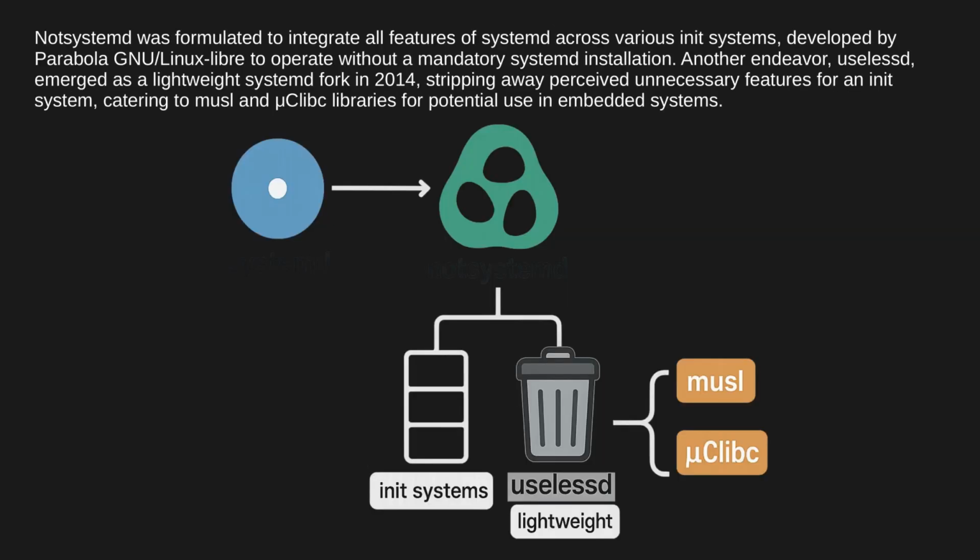Not-systemd was formulated to integrate all features of Systemd across various init systems, developed by Parabola GNU/Linux-libre to operate without a mandatory Systemd installation. Another endeavor, uselessd, emerged as a lightweight Systemd fork in 2014, stripping away perceived unnecessary features for an init system, catering to musl and uClibc libraries for potential use in embedded systems.